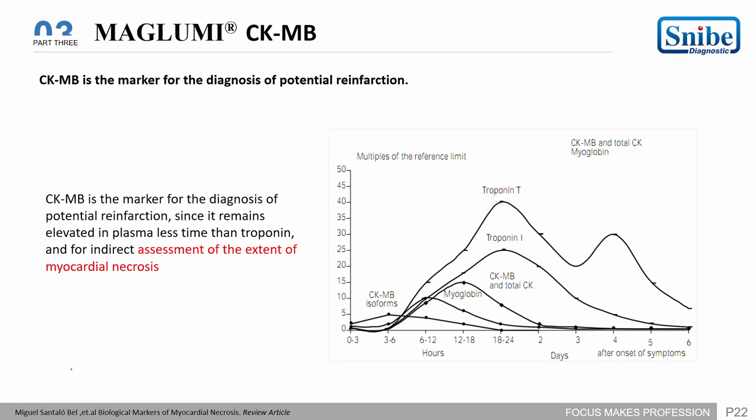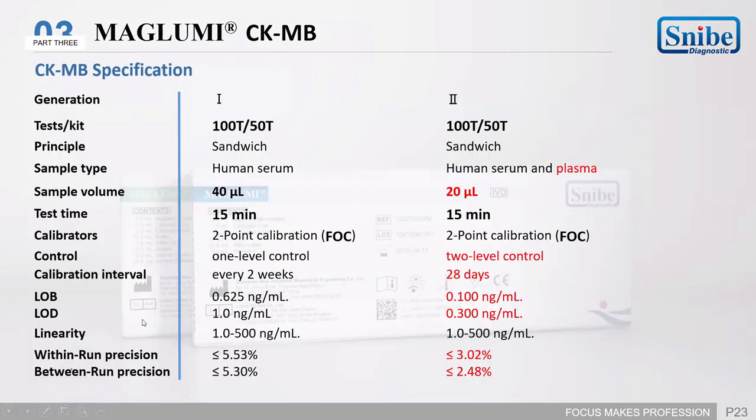So if we go further about the potential reinfarction of myocardial infarction, we can review the assay-wise classification. Like we have CKMB 2 generations, generation 1 and generation 2. We have both a 100 test pack size and a 50 test pack size for this CKMB assay from the Mindray platform, based on a sandwich principle. In the second generation, we have an improvement with human serum and plasma both, and the sample volume is reduced along with the test time being just 15 minutes.